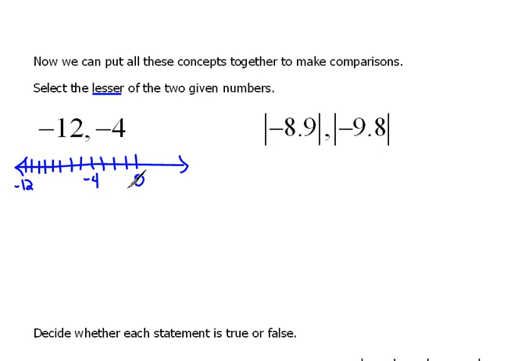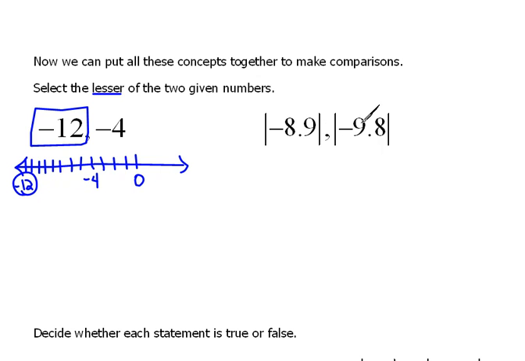Now remember, as we move to the left, things get smaller. So that tells us that the negative 12 has to be the smaller of those two numbers. It's more to the left. Further to the left, I guess I should say.